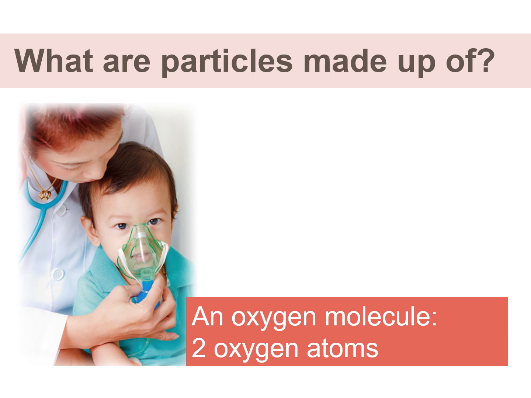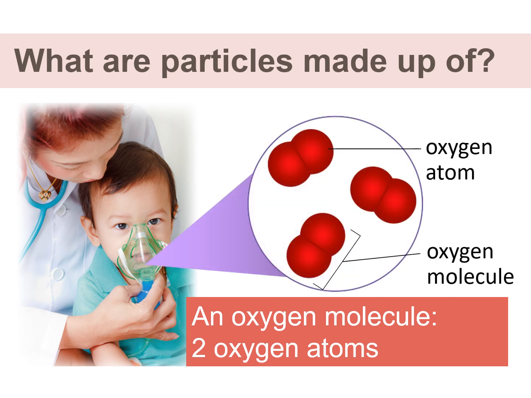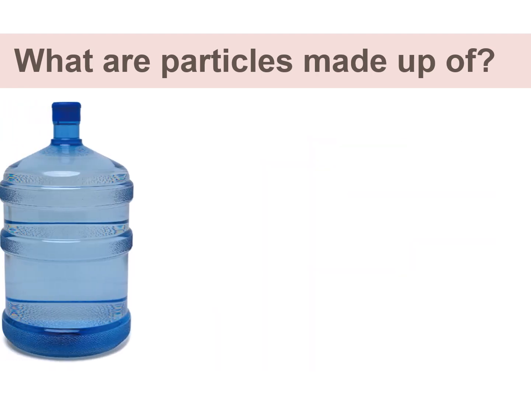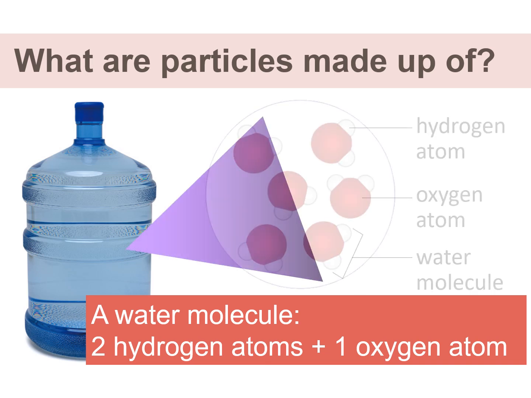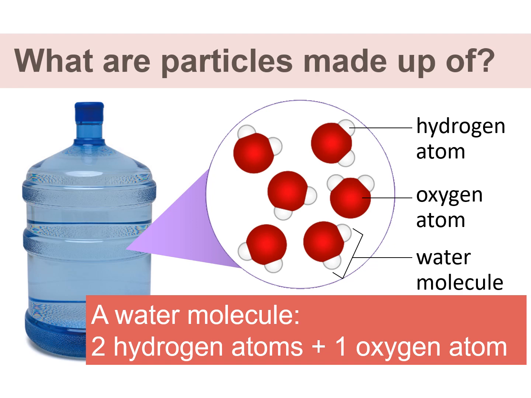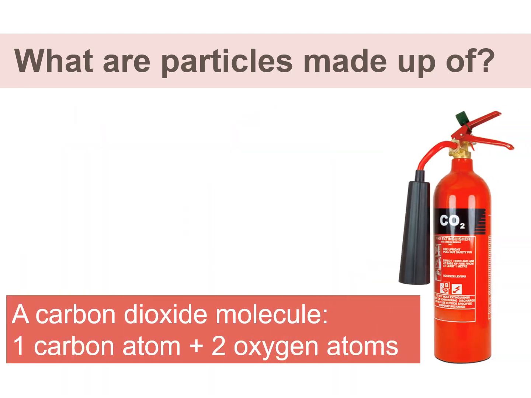An oxygen molecule is made up of two oxygen atoms. That means two atoms are joined together to make a molecule. A water molecule is made up of three atoms, two hydrogen atoms and one oxygen atom. That means a water molecule is made up of three atoms. A carbon dioxide molecule is made up of one carbon atom and two oxygen atoms.